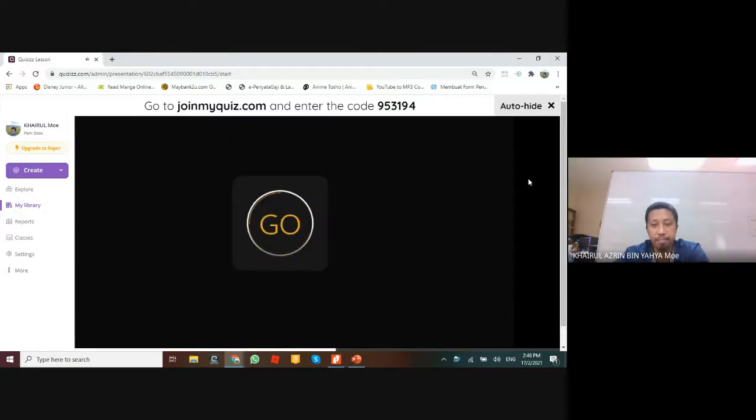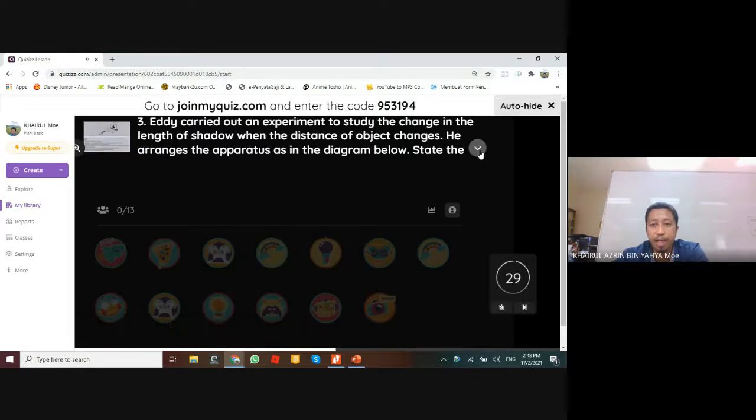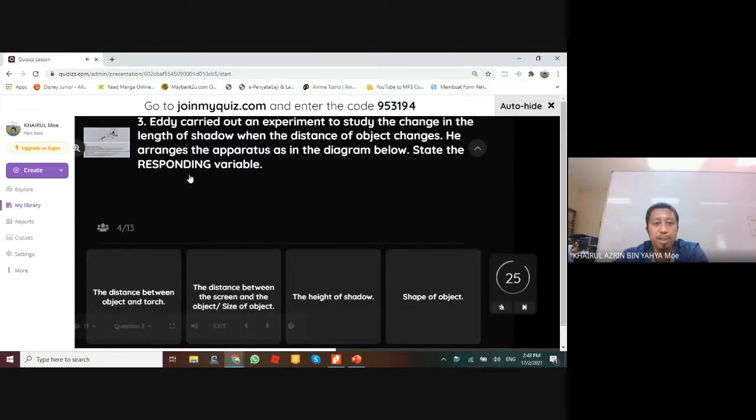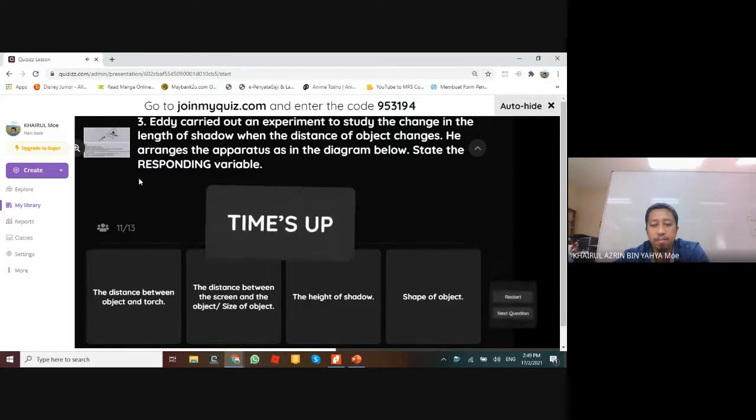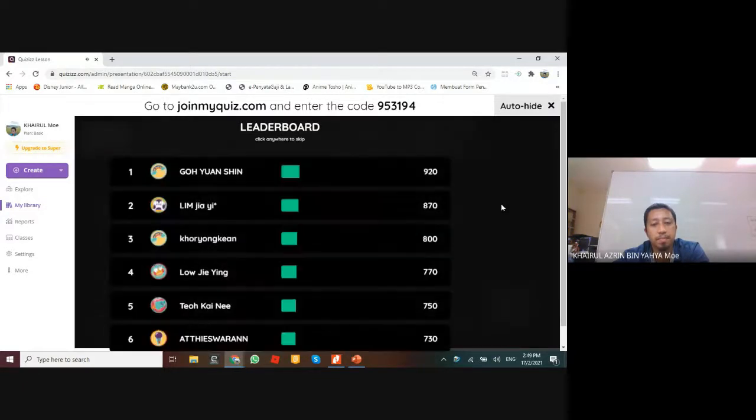Same question, soalan sama je, except this one is responding variable. Is it the distance between object and torch, or distance between screen or size object, height of shadow or shape of object? Which one? Responding. Bertindak balas. Oh, Go Yuan Shin still number 1 now.